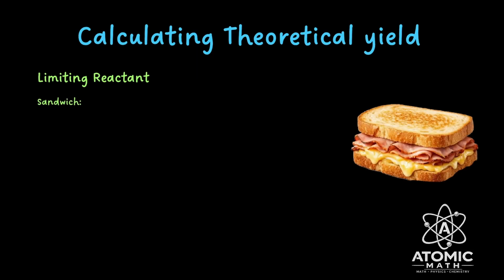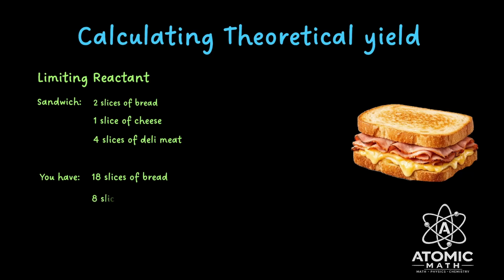You have several friends coming over to visit, and you want to make some sandwiches to feed them. Each sandwich would take 2 slices of bread, 1 slice of cheese, and 4 slices of deli meat. So you go to your fridge and look to see what you have. You have 18 slices of bread, 8 slices of cheese, and 24 slices of deli meat. So the question is, how many sandwiches can you make with what you have?